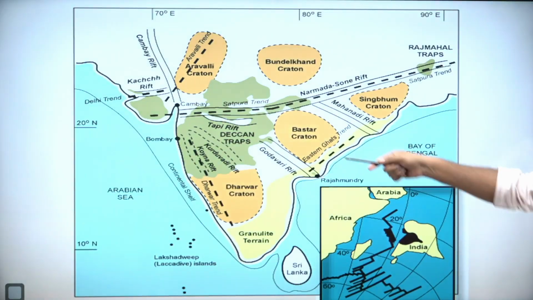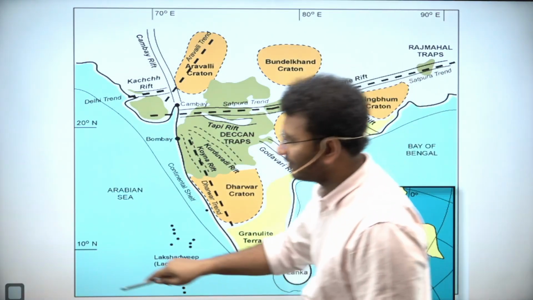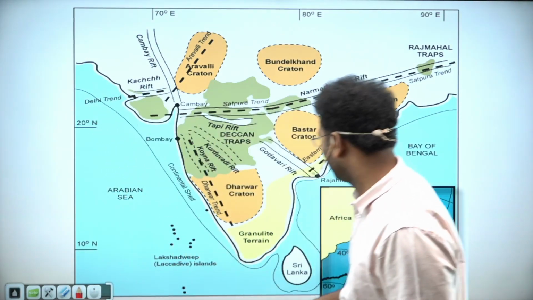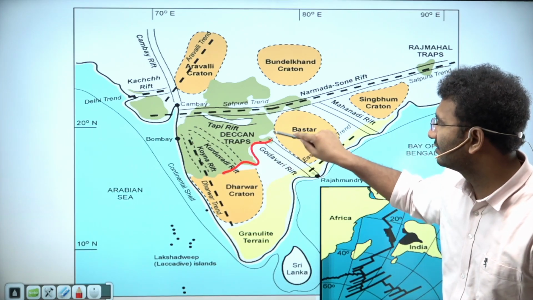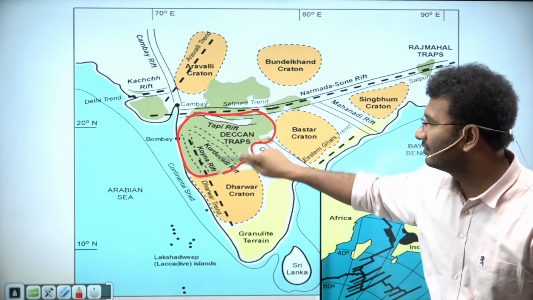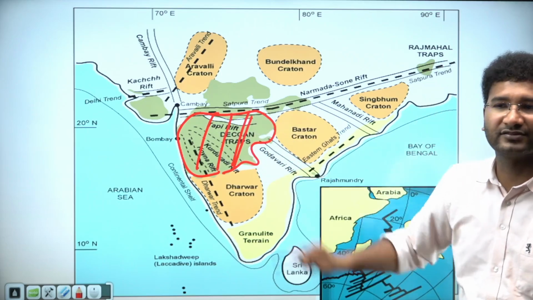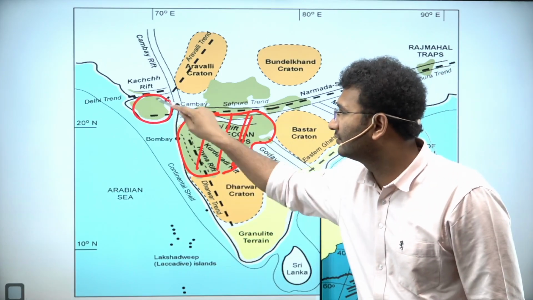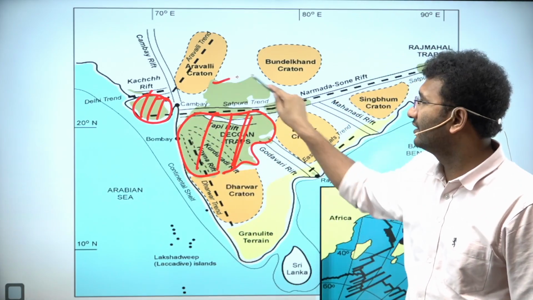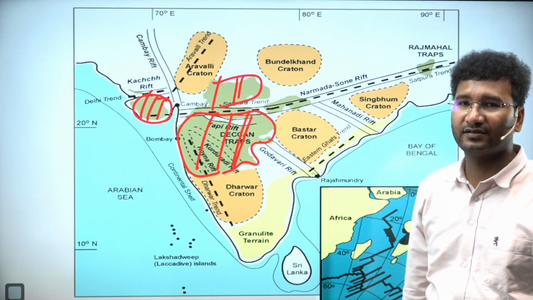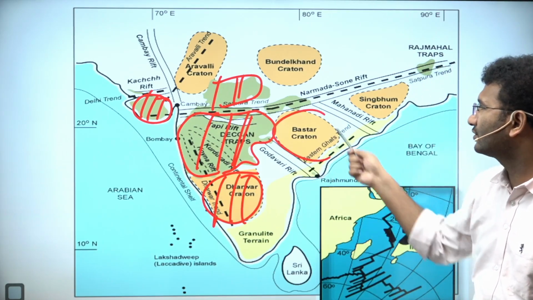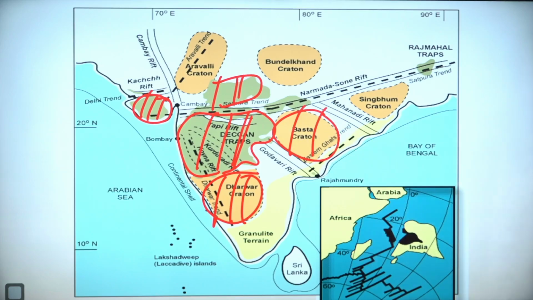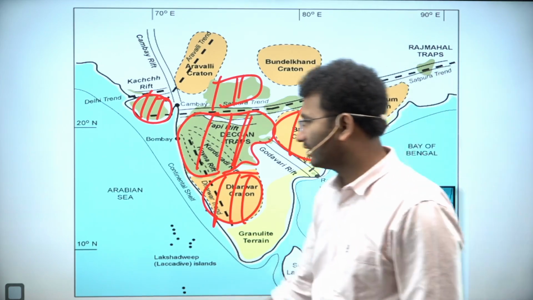Look at this entire part of India. Try to see here. This is called the Deccan Trap. This entire region will have igneous rocks. Here also igneous rocks. Here also igneous rocks. Now Dharwar, here also you will have igneous rocks. Here also you will have igneous rocks. Right? So these are the places of your igneous rocks.